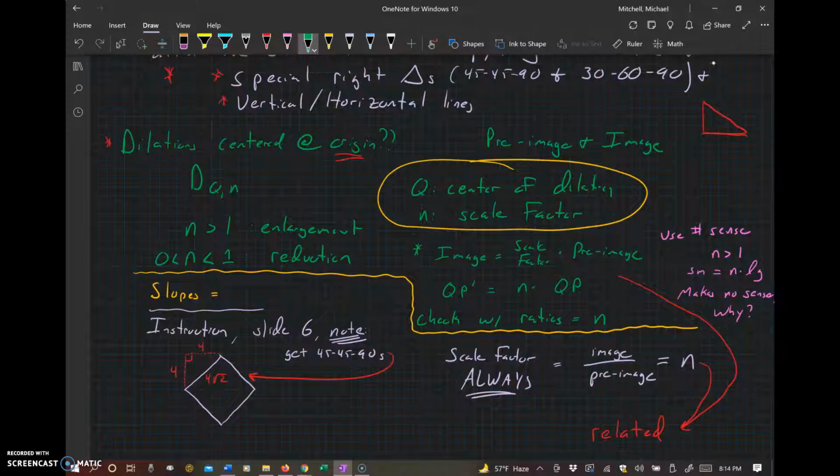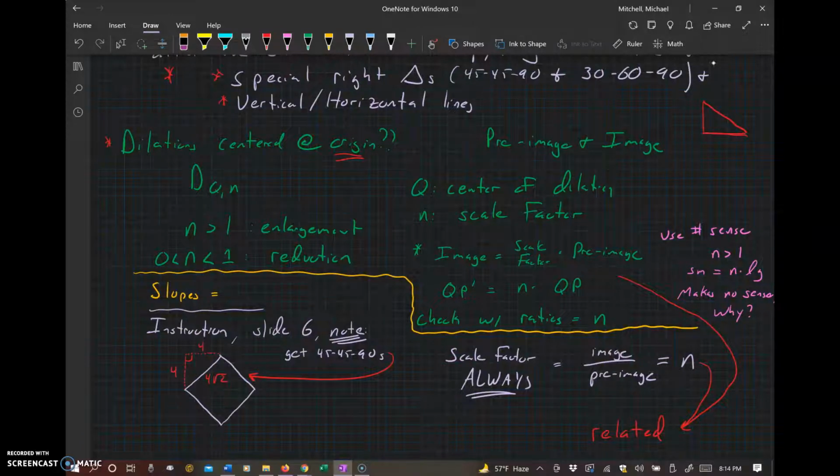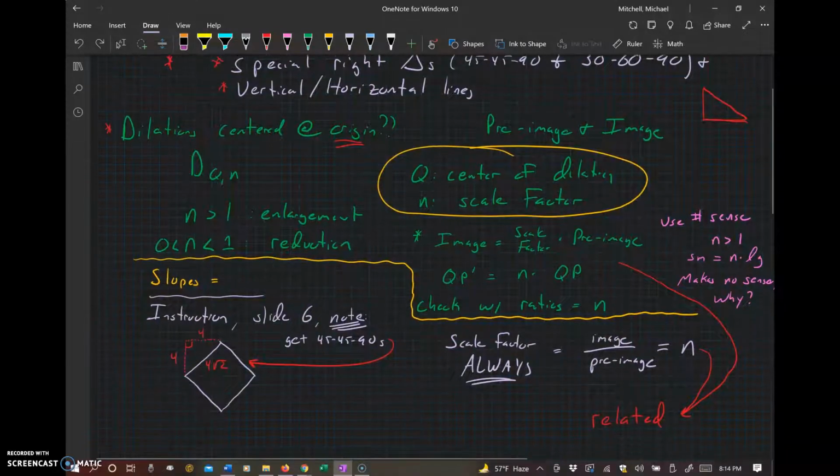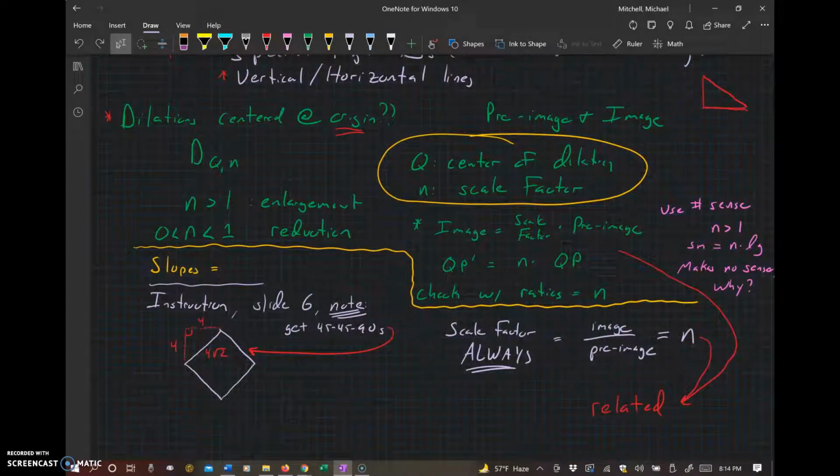Now, we do have a couple of relationships down here to take a look at. I got this circled right here. First off, if n is greater than 1, that means it's an enlargement. If n is between 0 and 1, it means it's a reduction. Number sense will help you there. Here's that Q is the center of dilation, N is the scale factor.